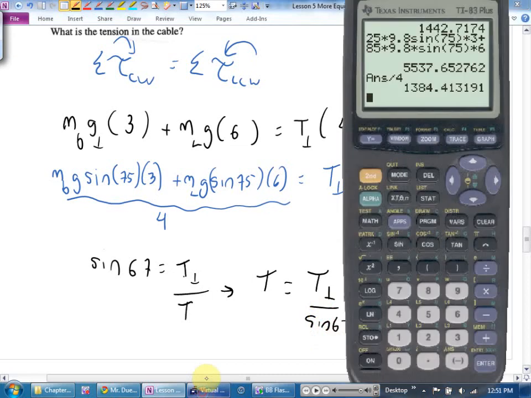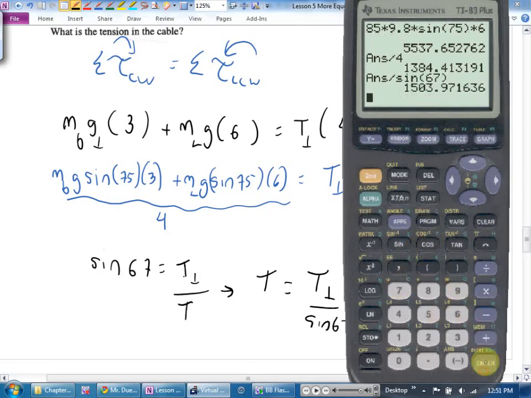That answer divided by sine of 67. You get 1504? Oh, sig figs, 1500 newtons.